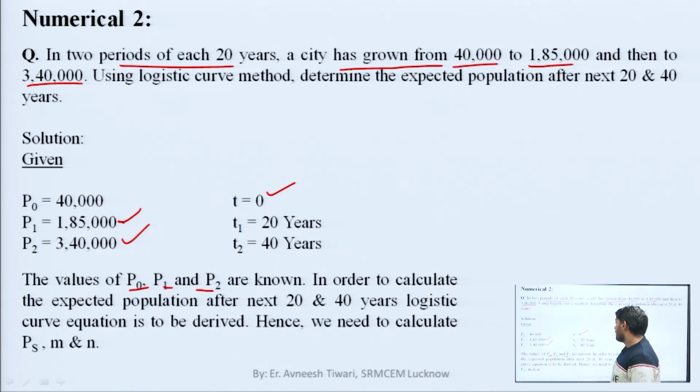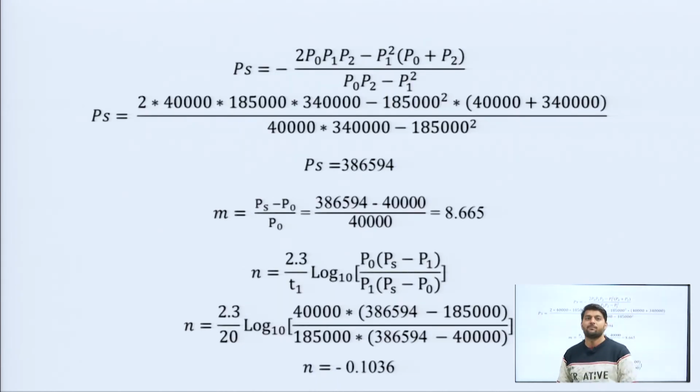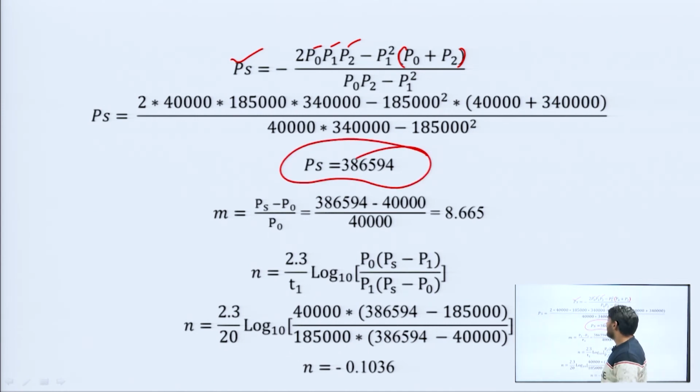In order to calculate the population for the next 40 years we need to get the equation for the logistic curve, and for that we need the values of ps, m and n. m and n are constants, ps is the saturation population. The known expression for ps is ps equals 2 p0 p1 p2 minus p1 square into p0 plus p2, divided by p0 into p2 minus p1 square. Putting the values of p0, p1, p2, that is 40,000, 1,85,000, 3,40,000, we get ps as 3,86,594.